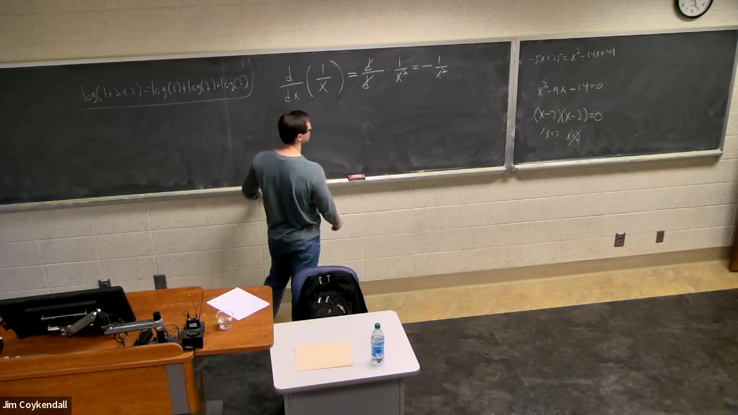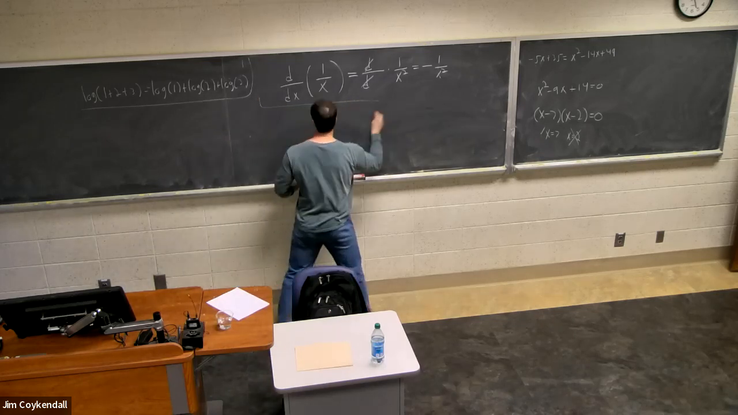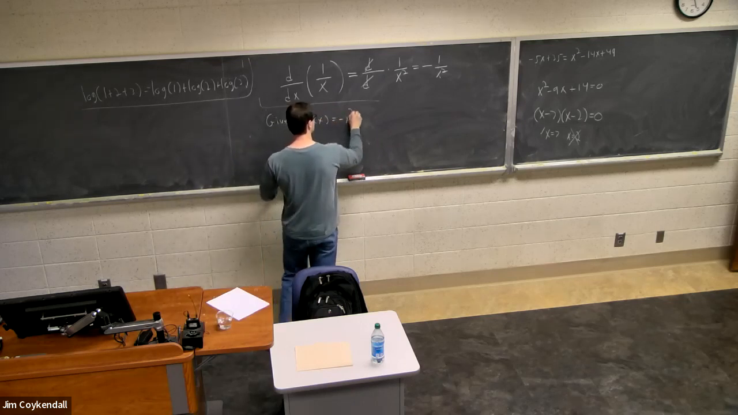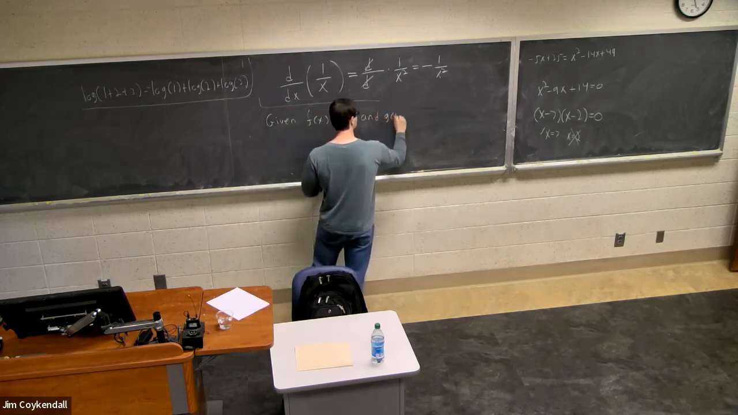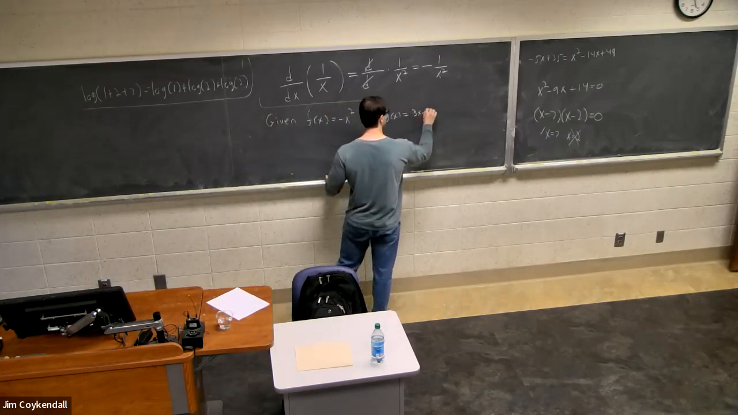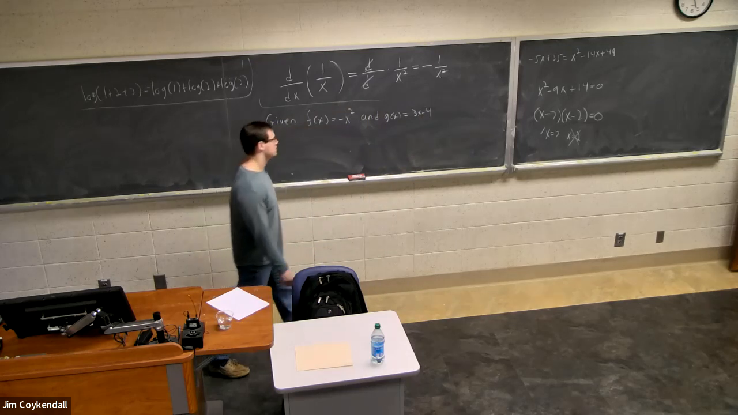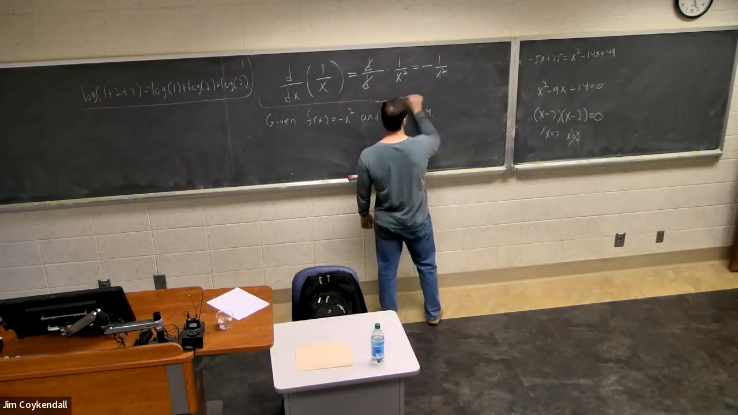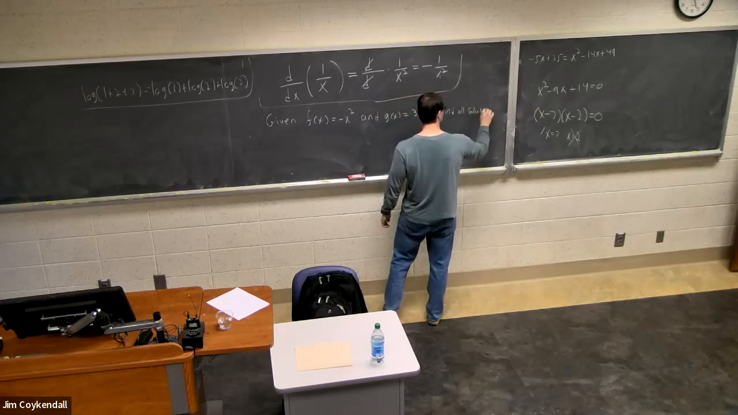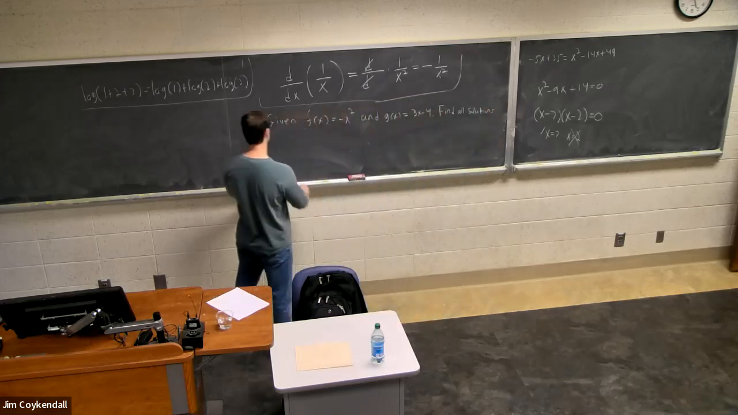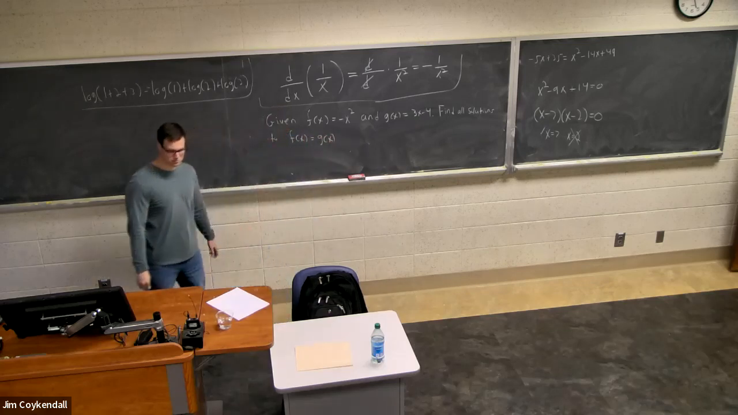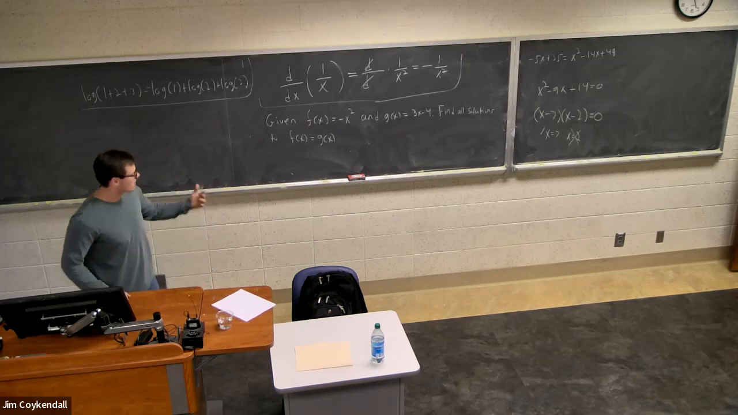So given g of x, which is 3x minus 4, we would like to find all solutions to f of x equals g of x. Not too hard. I can just set them equal to each other.